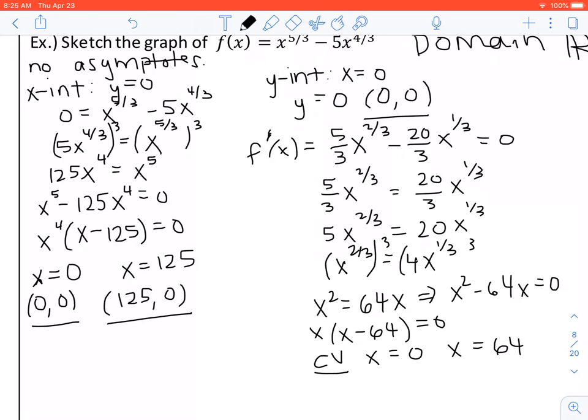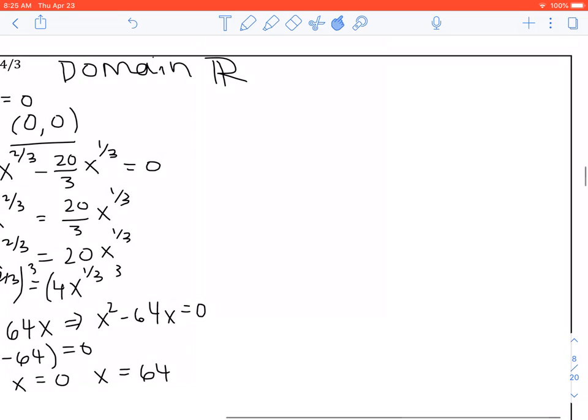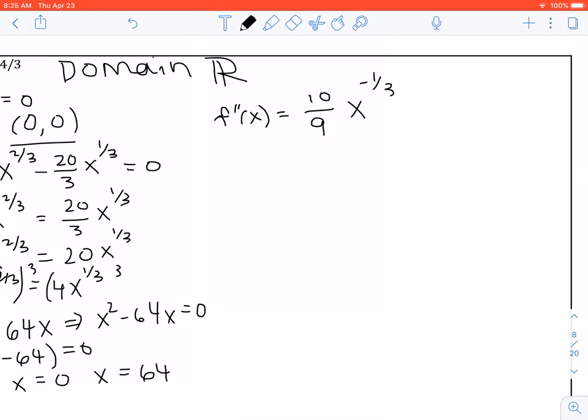So the next thing that we're going to do is find our possible inflection points. So we're going to go ahead and find a second derivative. So our second derivative is equal to, taking the derivative of our first derivative, we're going to get 10 over 9 x to the negative 1/3 minus 20 over 9 x to the negative 2/3.